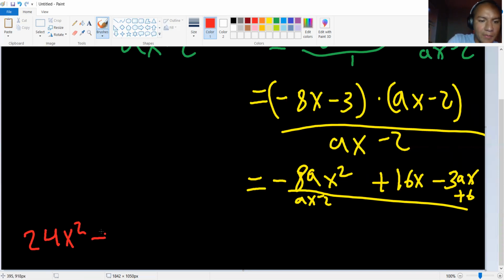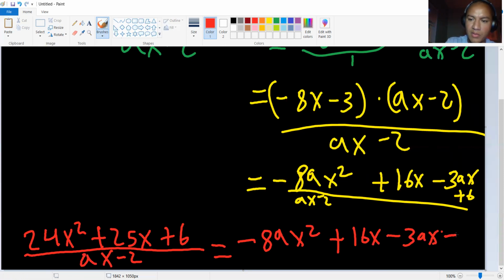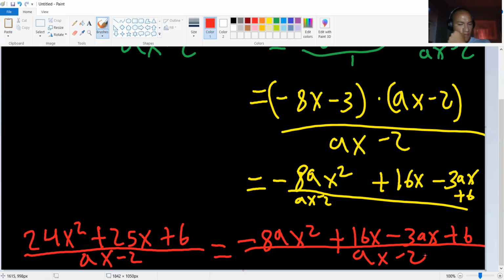24x squared plus 25x plus 6 all over ax minus 2 equals the thing in the yellow, which is negative ax squared plus 16x minus 3ax plus 6 all over ax minus 2. And now notice that the numerators are the same, so you can cancel out things that are the same. Once you've done that, notice one more thing. The 6 and the 6 are also the same. I'm going to cancel these things out in orange to make it more visible. There you go. The 6 and the 6 cancel out.